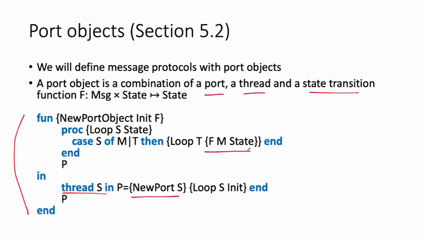The idea is that you're inside the thread, you're reading the messages. This loop procedure will read all the messages, and each time it sees a message M arriving, it will apply the state transition function and define a new state and keep going. Notice that loop is tail recursive, so this is a very efficient technique, and the port and the loop are running in the same thread. So this is an object that runs in its own thread, and you send messages to it.